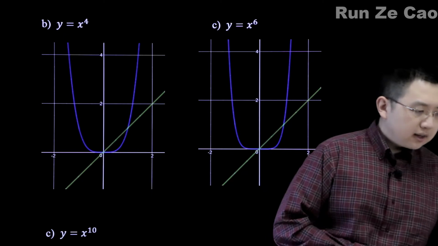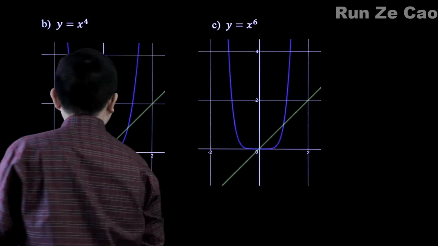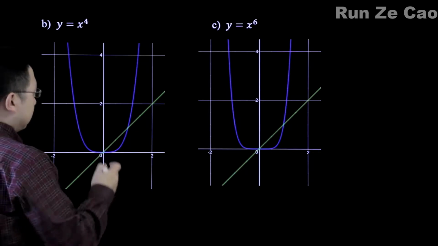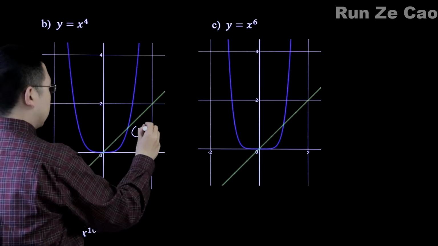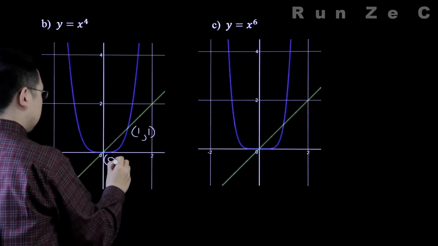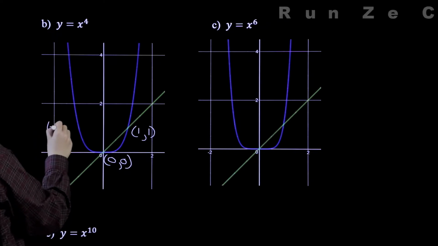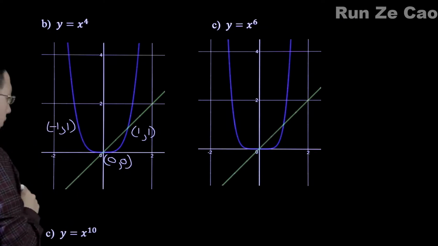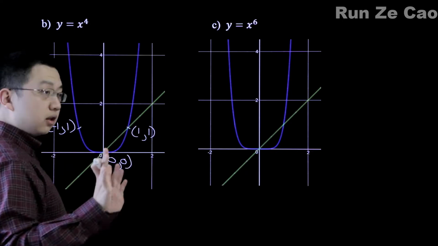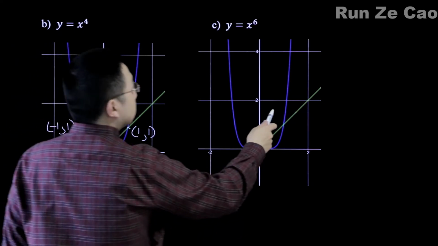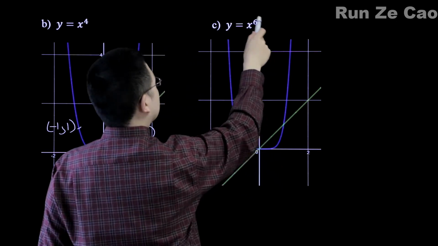Here we see that as we get bigger and bigger even exponents, it'll still go through (1, 1) and (0, 0) and (negative 1, 1). Sure, it'll still go through these points, but it will end up shooting up much more steeply after that if you get a bigger exponent.